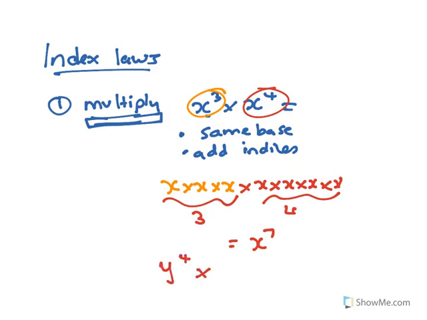But if you had y^4, say, times x^3, then these do not have the same base. So because they don't have the same base, you can't really add the indices because they represent different numbers. So you've got to write it as y^4 x^3. So when you are multiplying anything with the same base, you can add the indices.